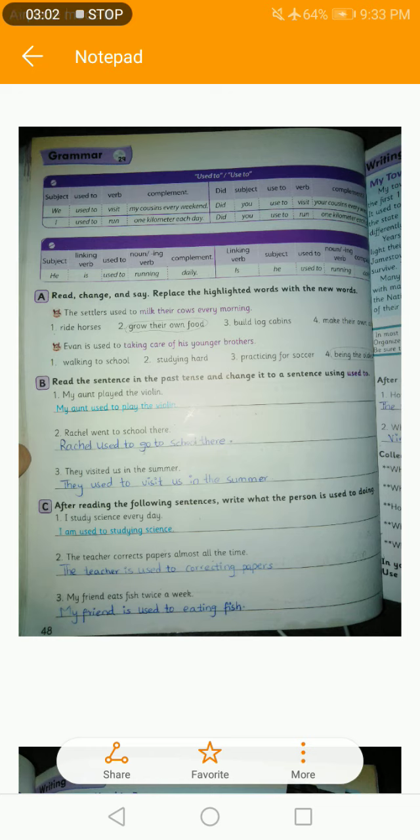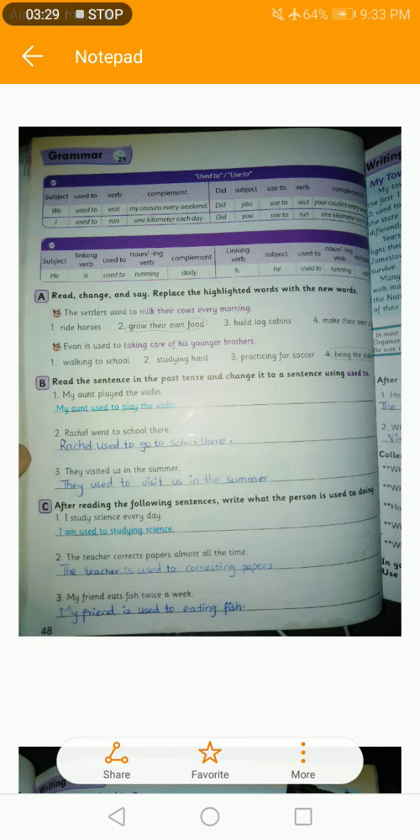Okay, look at exercise C. After reading the following sentences, write about what the person is used to doing. After reading these sentences, we have to write what the person does. Look at the first one: I study science every day. It means that I am used to studying science.